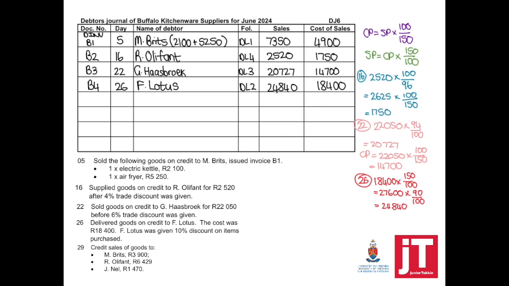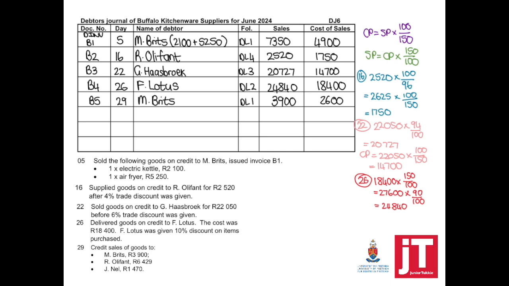Day 29, credit sales of goods to M. Brits. So we start with M. Brits, source document B5, on day 29. Selling price goes into sales, $3,900, and the cost, $2,600.